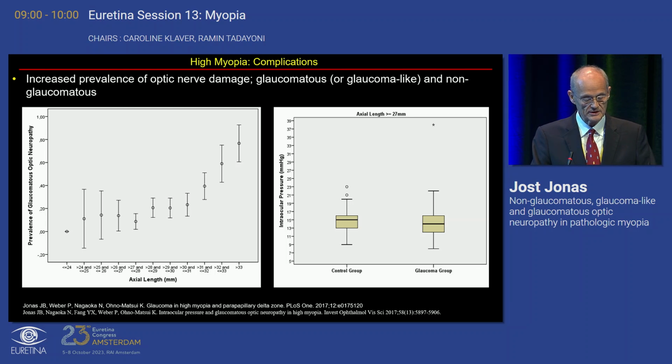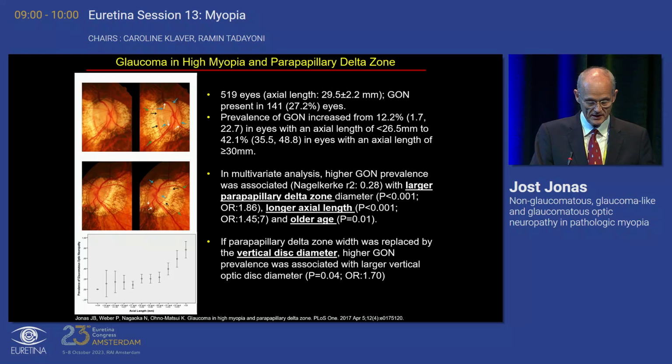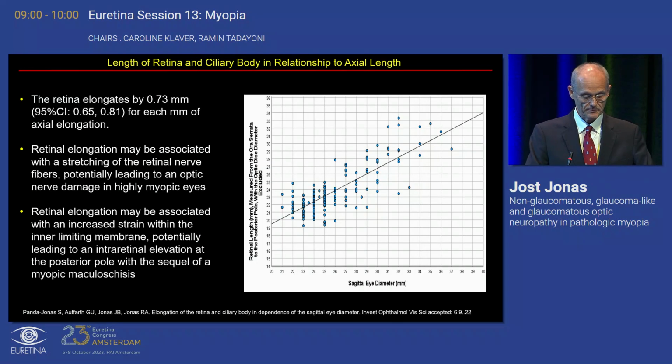All these factors may be associated with the marked increased prevalence of a glaucomatous or glaucoma-like optic neuropathy, and it's not yet clear whether it is indeed glaucomatous because there has been no study published yet which has shown the association between this glaucoma-like appearance of the optic disc with IOP. Risk factors were an enlarged optic disc and a large delta zone.